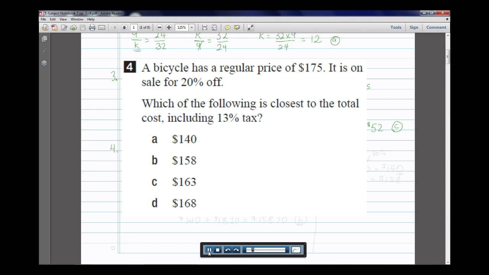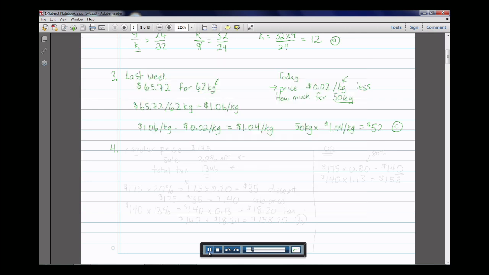where it reads, a bicycle has a regular price of $175. It is on sale for 20% off. Which of the following is closest to the total cost, including 13% tax? So to work this out, you should keep track again of what it is that you know and what it is that you're looking for.